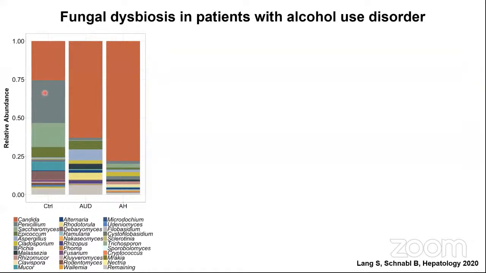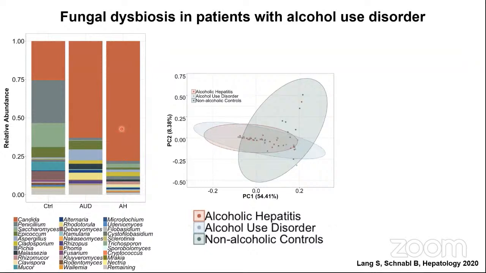You can see that in the control subjects, about one quarter was Candida, shown here in red color. And then Candida essentially takes over in patients with alcohol use disorder and in patients with alcoholic hepatitis. When we look at the beta diversity, we could not discriminate patients with alcoholic hepatitis or alcohol use disorder, while they were clearly distinct from non-alcoholic controls.